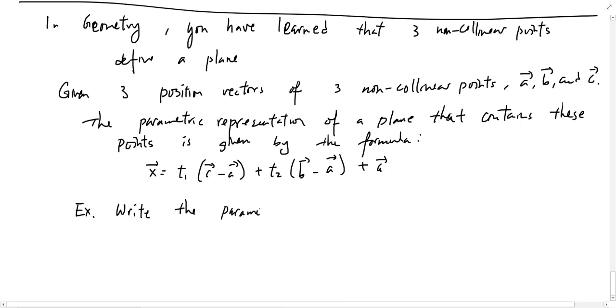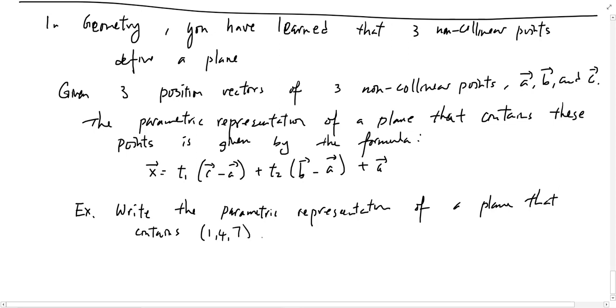So, parametric representation of a plane that contains, let's say, (1, 4, 7), you can call that one A, (-1, 0, 2), you can call this one B, and (0, 5, 5), you can call this one C. And if you do it correctly, you should have an answer. So I'm going to stop a little bit. If you want to pause the video now, you should, so you can do the problem and check your answers.